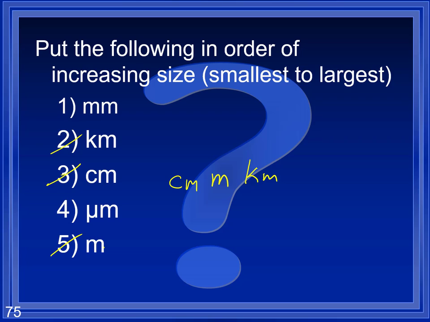That was a hundredth. Smaller than that, a thousandth would be, well, we have a prefix that means thousandth, and that was millimeter, and it's on my list. And smaller than millimeter is micrometer. So the list in order from smallest, micrometer, to largest, kilometer. So anytime somebody says increasing size, put the biggest one last.